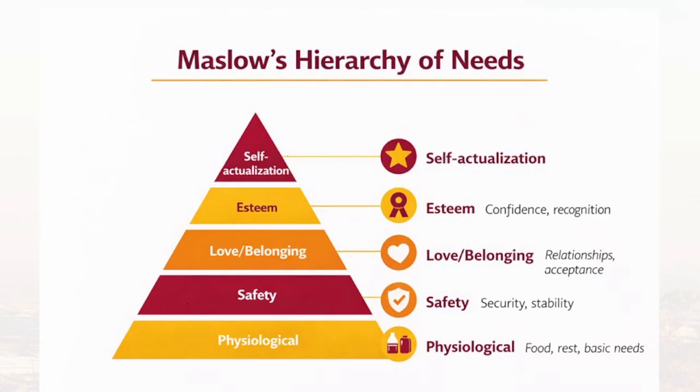According to Maslow, learners must satisfy basic needs such as food, safety, and belonging before they can fully learn. This means a supportive environment is very important for effective learning.